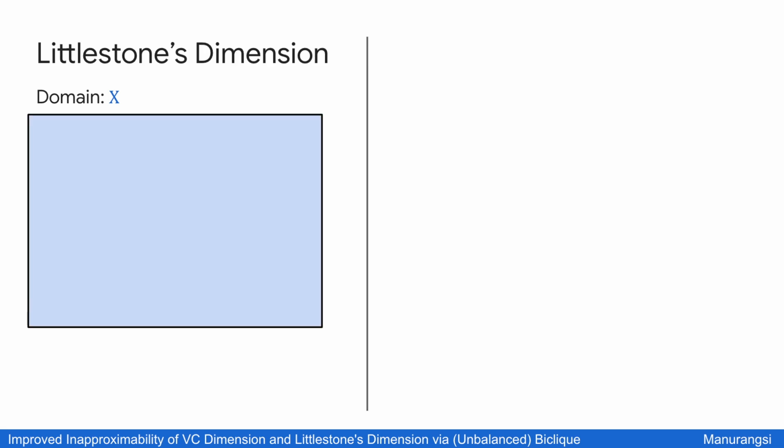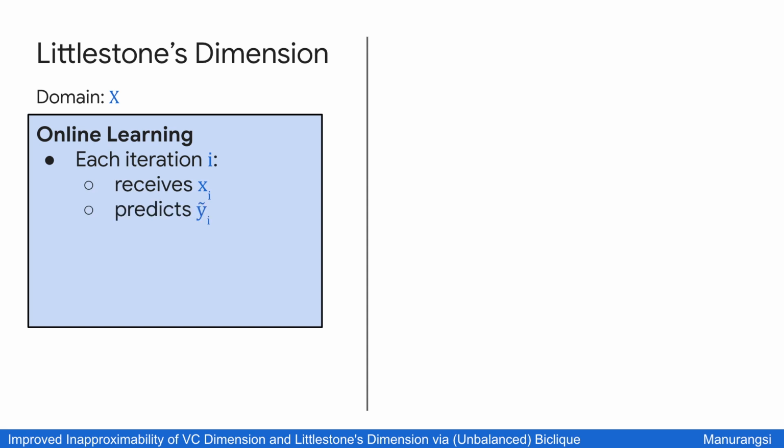Next, let us consider the second dimension in the title of this talk, the Littlestone dimension. While there is a combinatorial definition of the Littlestone dimension, we will not use it in this talk, so we will instead use the definition based on online learning. The setting of online learning is as follows. It runs in iterations, and in each iteration i, the algorithm receives some x_i in the domain X. Upon receiving this x_i, the algorithm has to predict ỹ_i. After this prediction, the algorithm then gets to see the true label y_i. The goal of the online learning algorithm is to make as few mistakes in the predictions as possible.